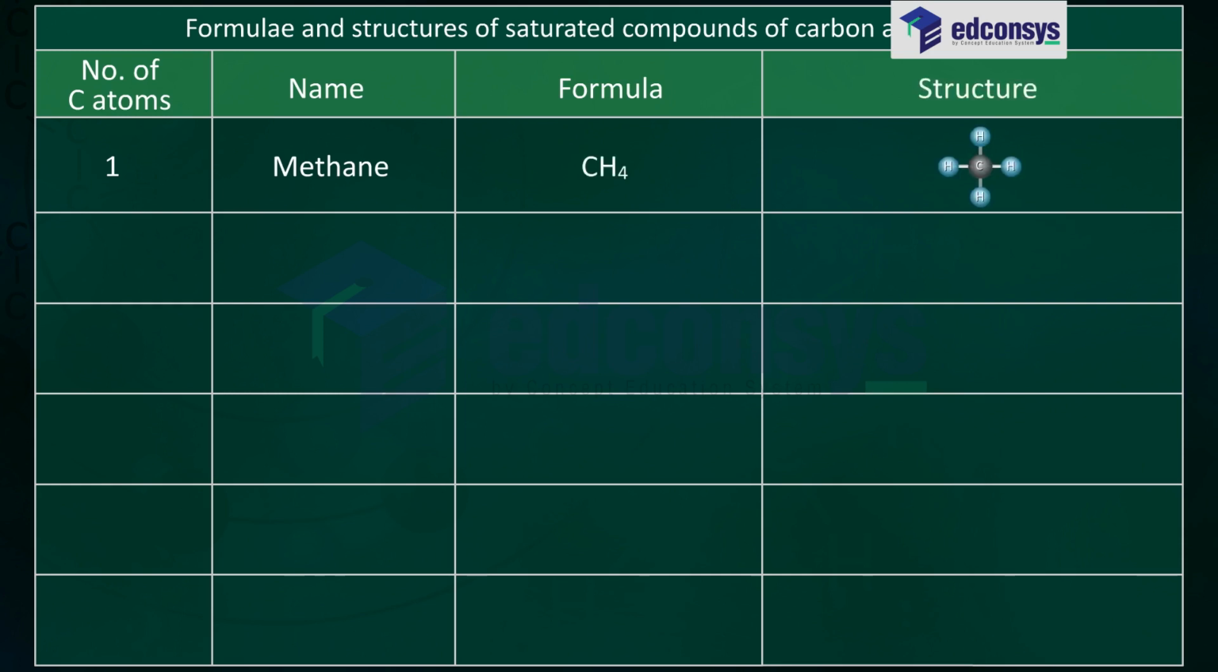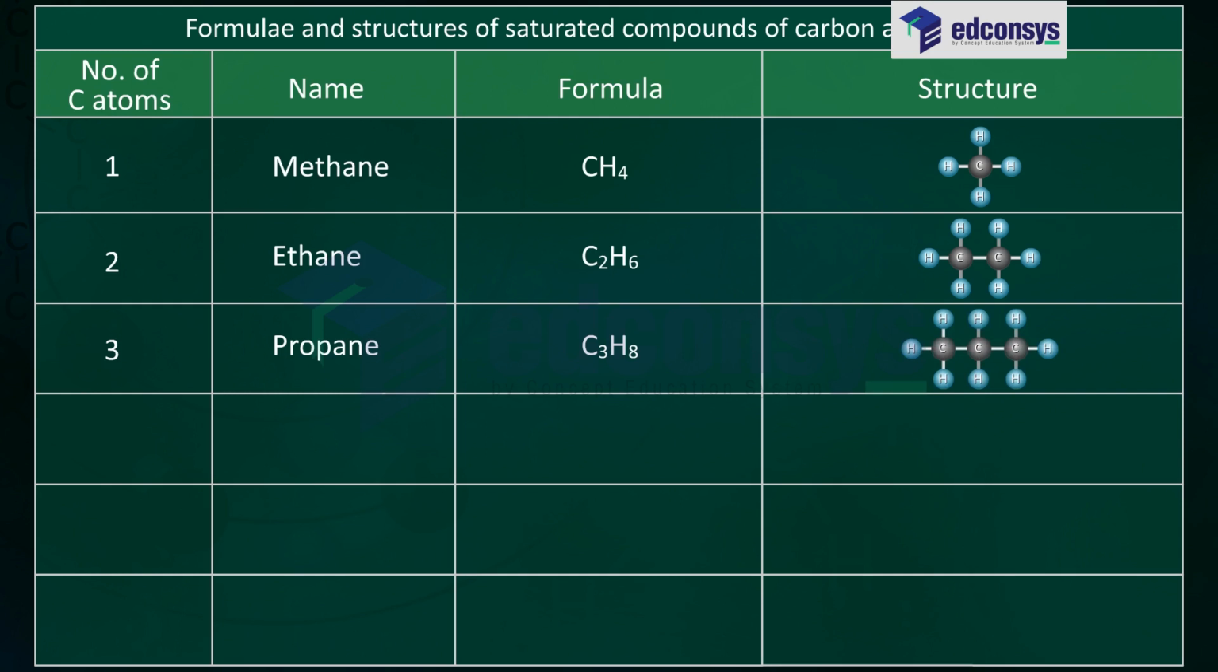Number of carbon atoms 2. Name: ethane. Formula: C2H6. Structure. Number of carbon atoms 3. Name: propane. Formula: C3H8. Structure. Number of carbon atoms 4. Name: butane. Formula: C4H10. Structure.